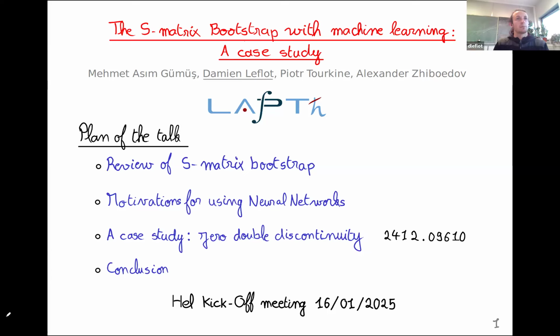Before discussing machine learning, I will start with a brief review of the S-matrix Bootstrap. Then I will explain our motivations for using machine learning, and in particular neural networks, in this field. And then I will explain in more detail how we applied the machine learning techniques in a simple Bootstrap model.